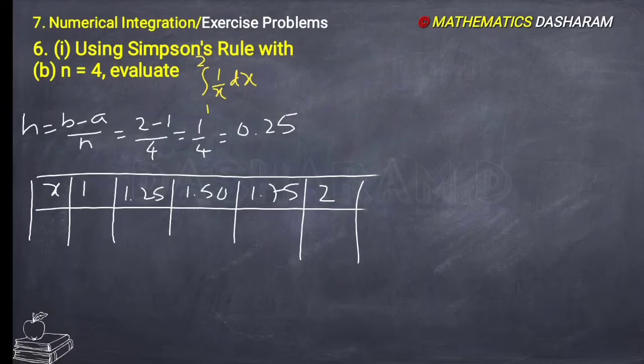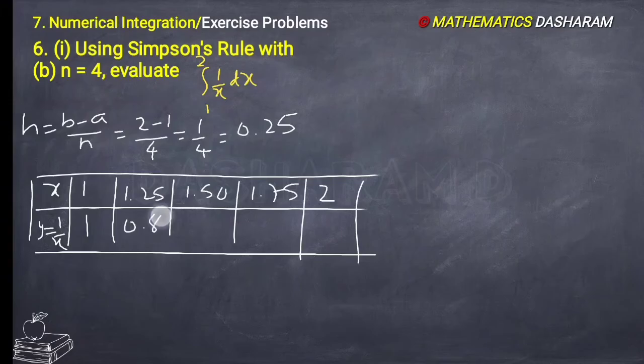Next, the y values, where y equals the given function 1 by x. Let's substitute the values and find them. When x value is 1, the y value is also 1. When x value is 1.25, the y value is 0.8. When x value is 1.50, the y value is 0.666. Next 0.571, next 0.5.